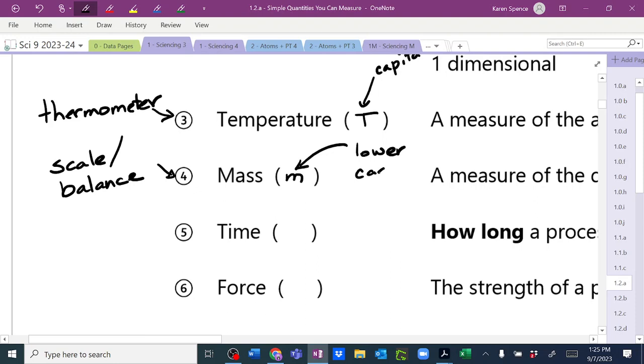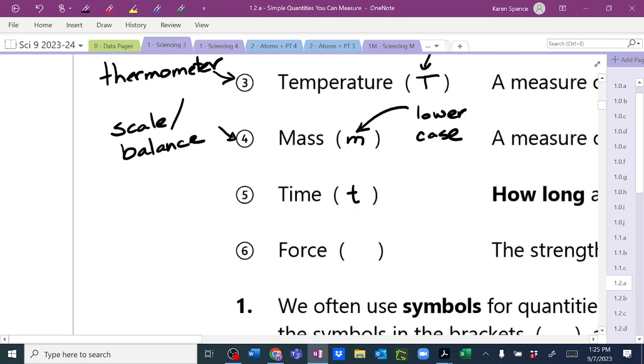Because we have the next one, which isn't temperature, but it is time. You want to guess what the symbol is? Not a capital T this time, it's a lowercase t. That way we know that we either have the capital T for temperature and lowercase t for time.